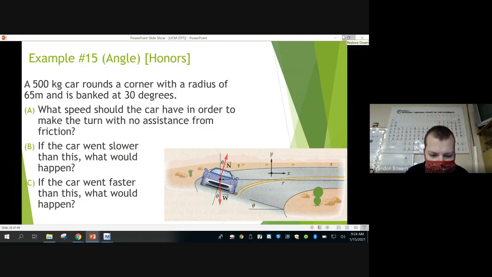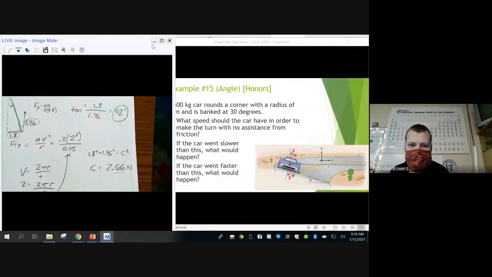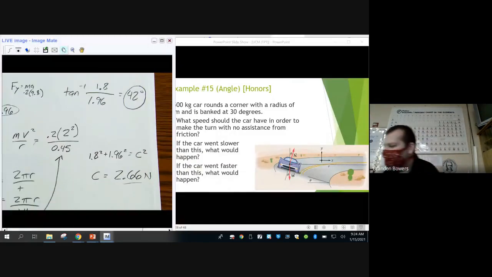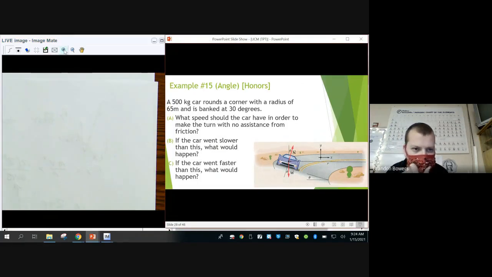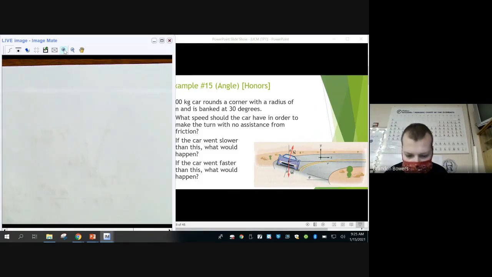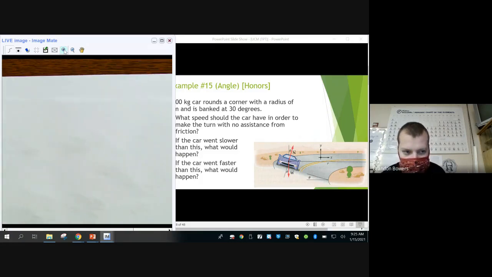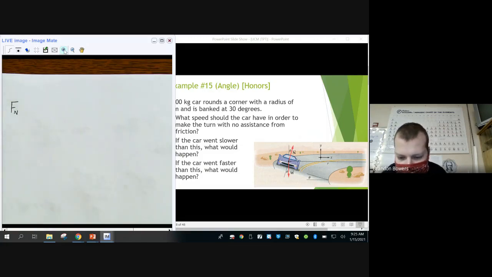So if we look at this, what force is holding me going in a circle? What force allows me to go in a circle? Centripetal force, right? So if I'm looking and zoom in, there we go. My force normal, okay? So what speed should it allow me to move in a circle?